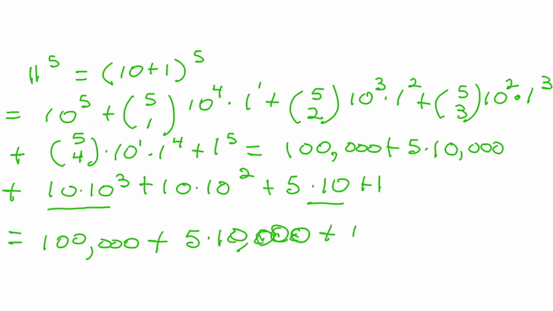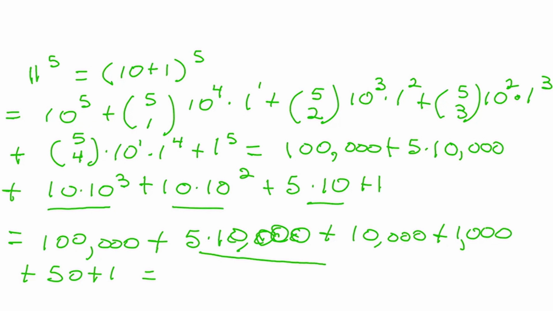Plus another 10,000. 10 times 10 squared is 10 cubed, which is 1,000. 5 times 10 is 50. And also adding 1. Combining these like terms, that's going to be 6 times 10,000.